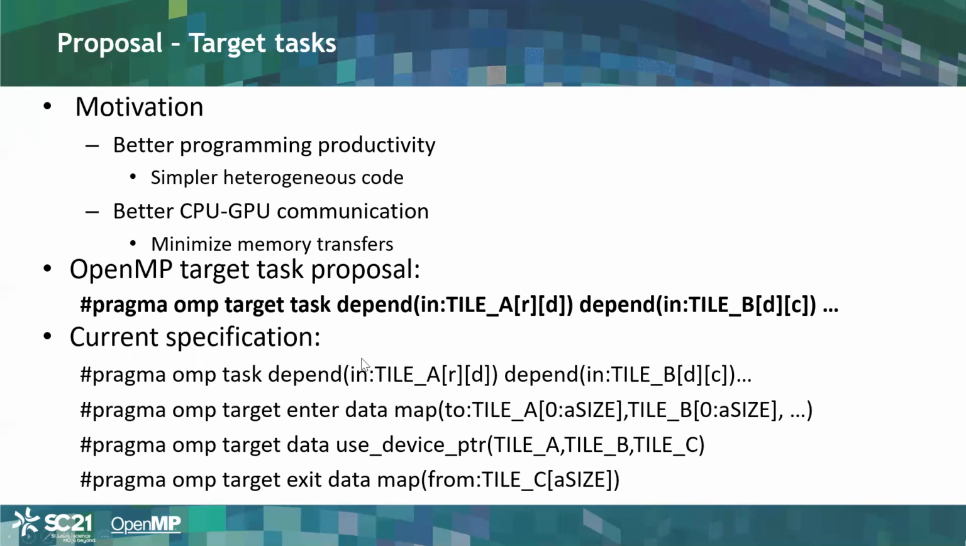As we can see in the middle of the slide, by just adding target before task, we can assume that the computation encapsulated in that task, and also the data described in the dependencies, is going to be used and computed on the GPU. So this could make the specification much simpler for heterogeneous code, or even for GPU code, OpenMP GPU or OpenMP heterogeneous code.